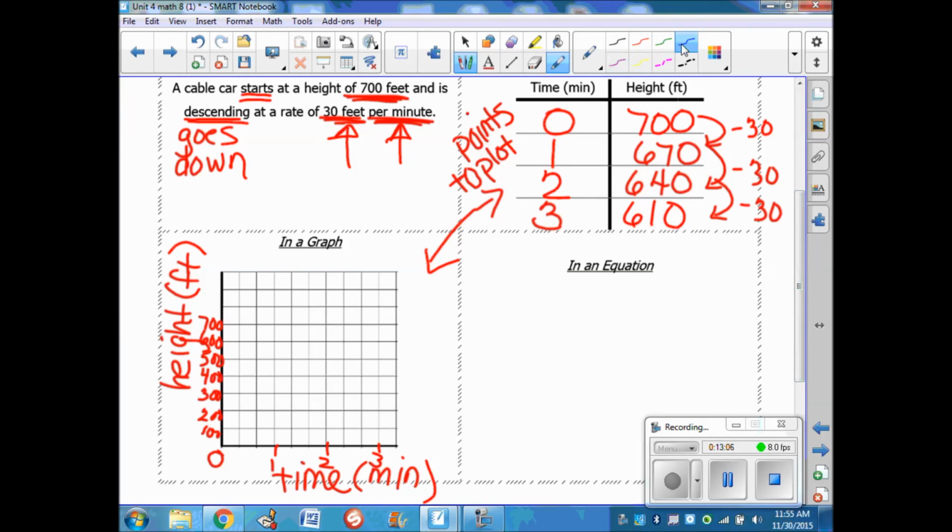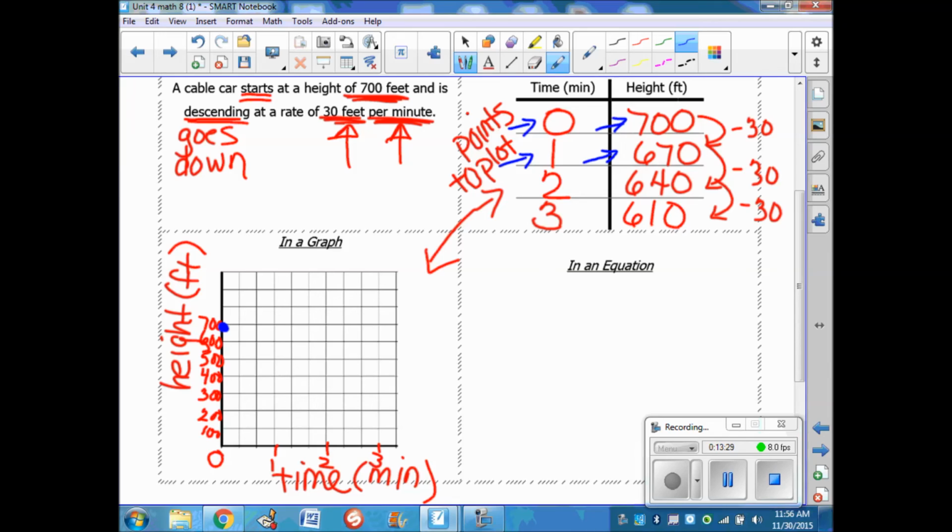Change the colors here. Okay? At time 0, we're at 700 feet. So that's the point. 0, 700. There's our starting point. Now, what's the next point? At 1 minute, I'm at 670. Okay, so 1 minute at 670.